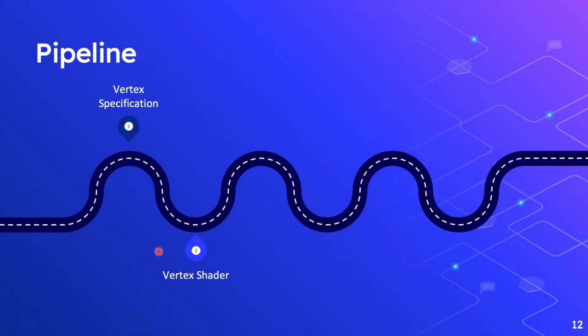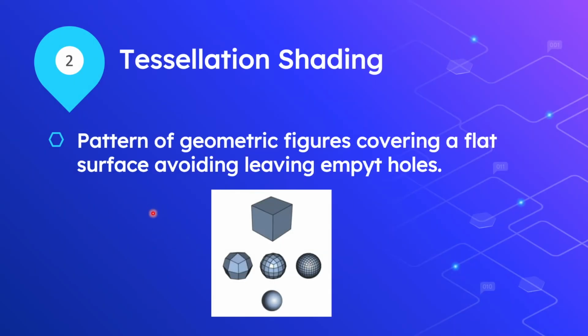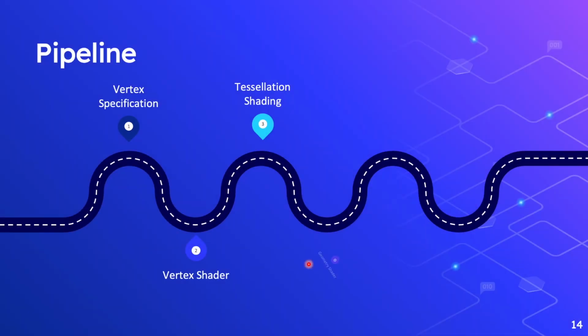The next stage in the pipeline is the tessellation shading. Here we can see an example of tessellation shading. They cover a cube with small triangles until they obtain a sphere. Then we have 2 stages more, the geometry shader and the rasterization.